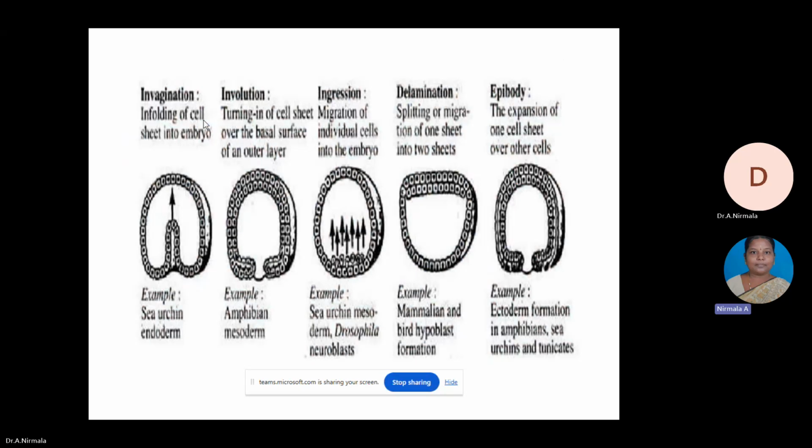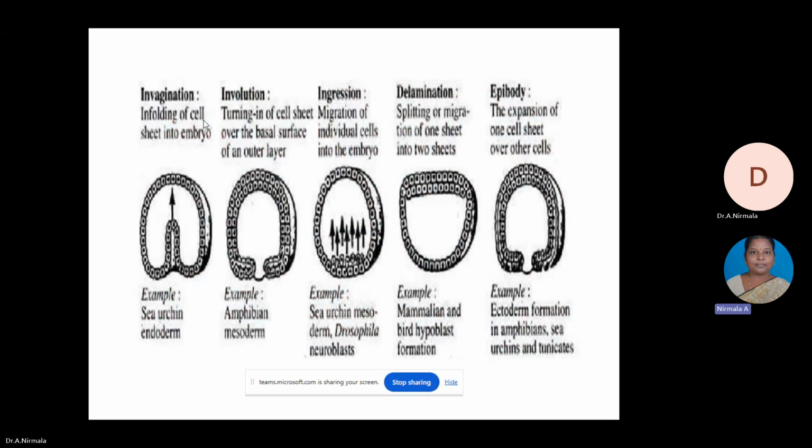Next one is the ingression. Ingression occurs in the embryos of reptiles, birds, and mammals. During this process, individual cells or groups of cells separate from the primitive streak and migrate into the space between the epiblast and hypoblast. Next one is the delamination. Delamination is the separation of a layer of cells from another layer by splitting. The separation of endoderm, mesoderm and notochordal cells from each other is a good example of delamination.